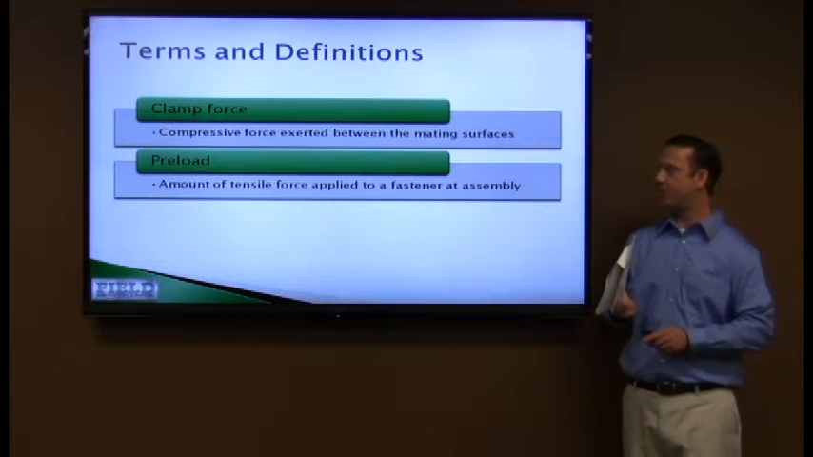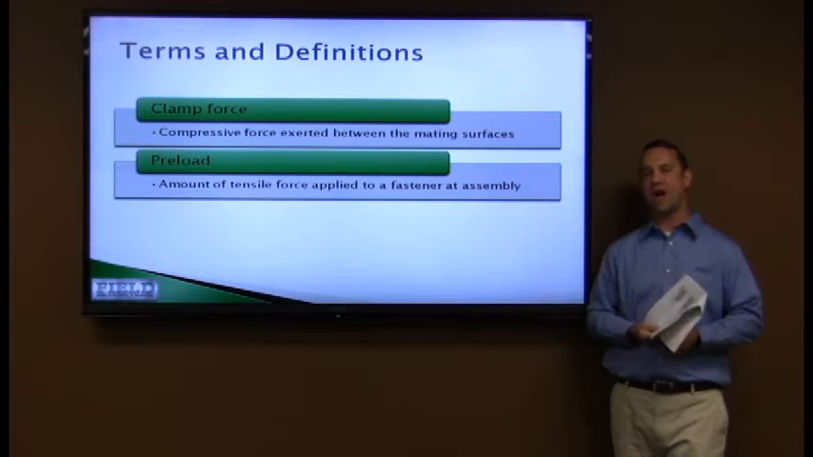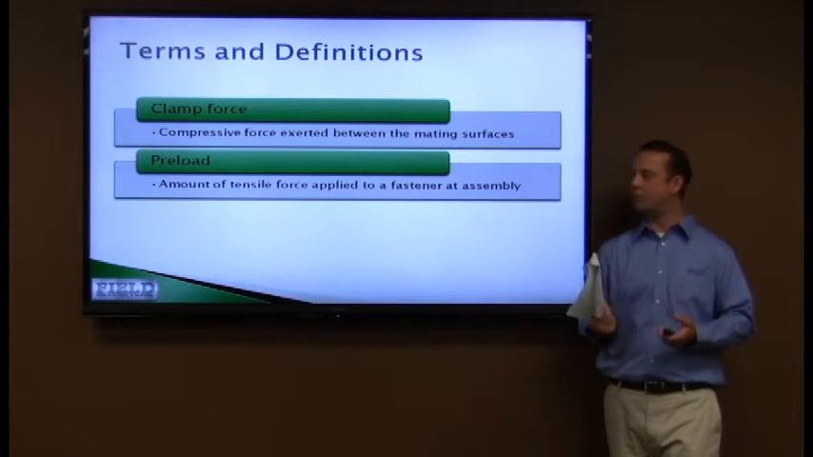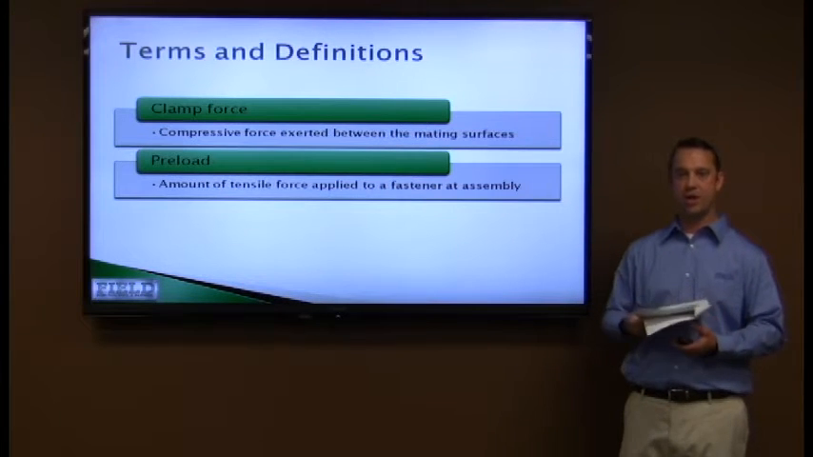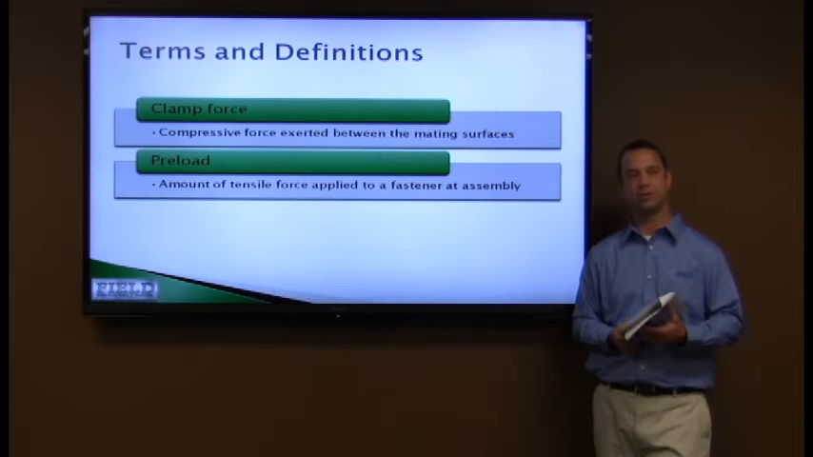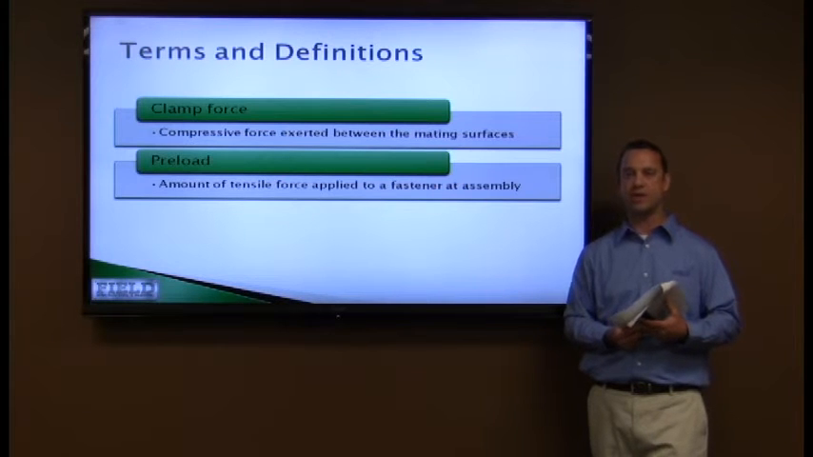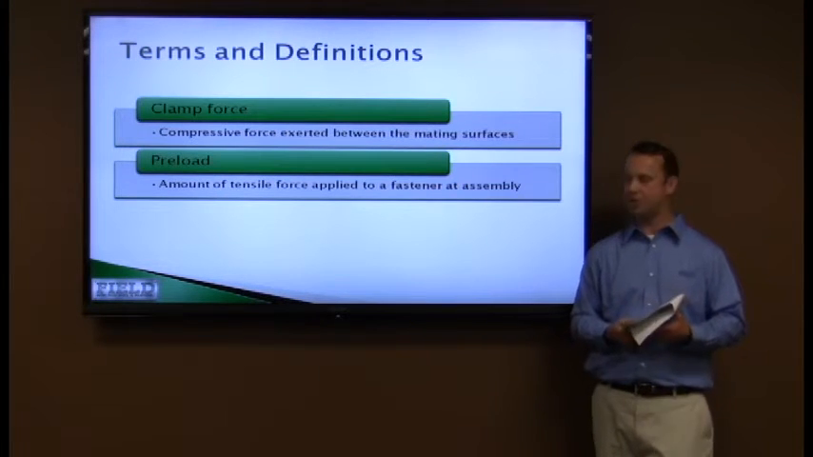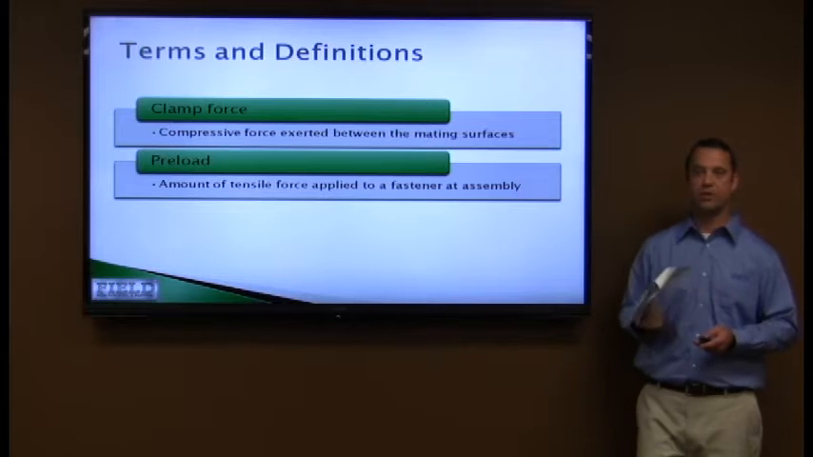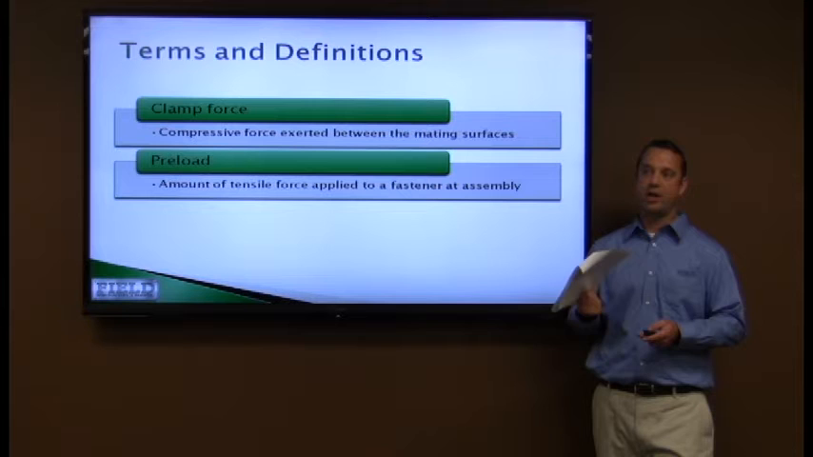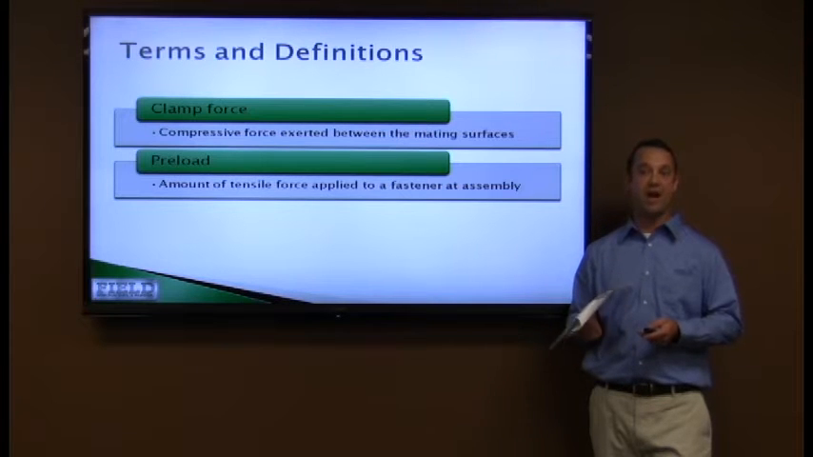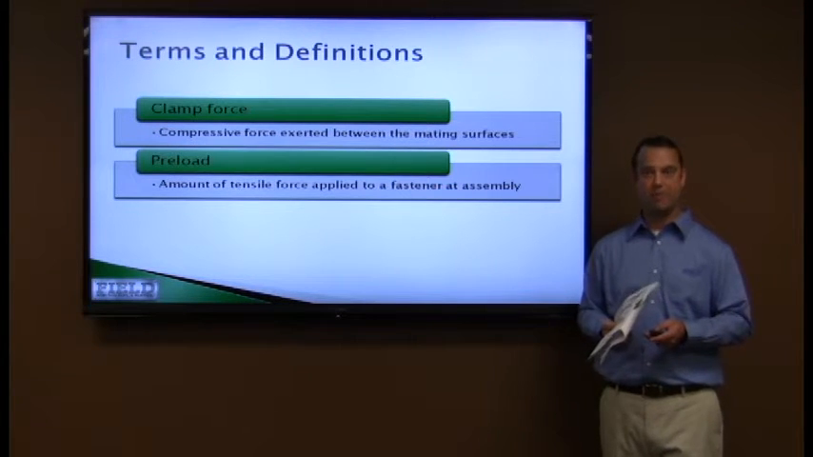What happens to your preload, or what happens to your clamp force over time in the joint? If you start out with a joint and you clamp it down to 2,900 pounds of force initially, what happens to that force over time? Does it increase or decrease or stay the same? Decrease. Yep. And generally it does decrease. And that's always due to joint relaxation or embedment and other factors like that. It really cannot be eliminated. You have to design for it in your design that you're going to lose clamp force.